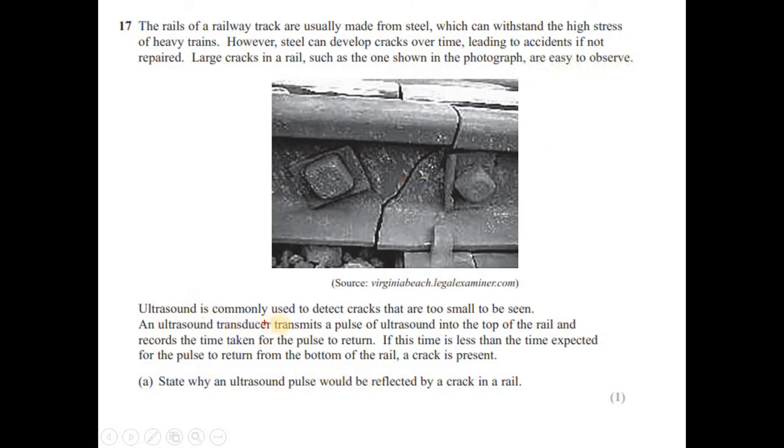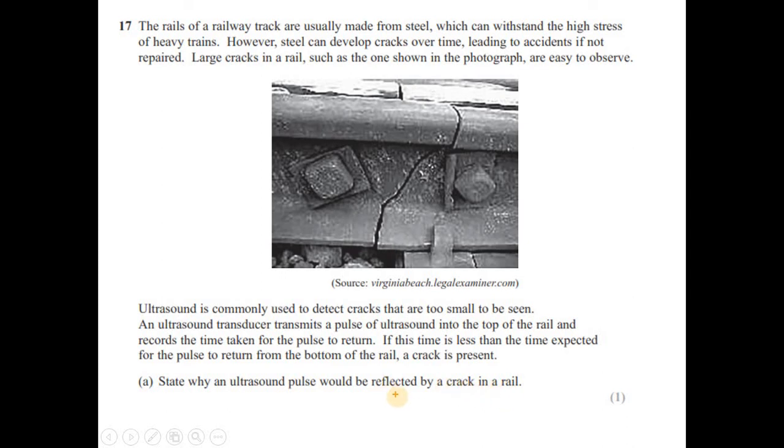Ultrasound is commonly used to detect cracks that are too small to be seen. An ultrasound transducer transmits a pulse of ultrasound into the top of the rail and records the time taken for the pulse to return. If this time is less than the time expected for the pulse to return from the bottom of the rail, a crack is present. State why an ultrasound pulse would be reflected by a crack in the rail.